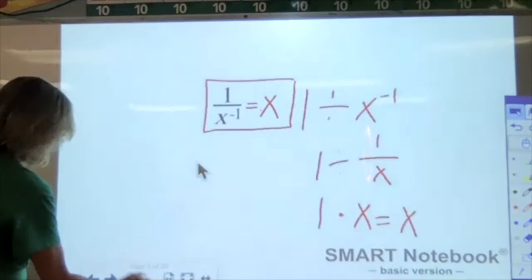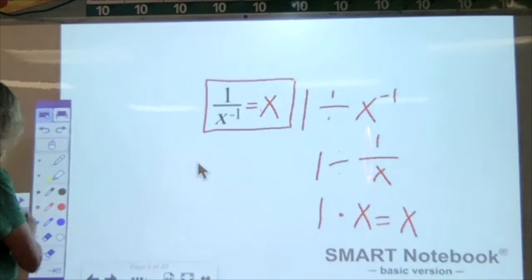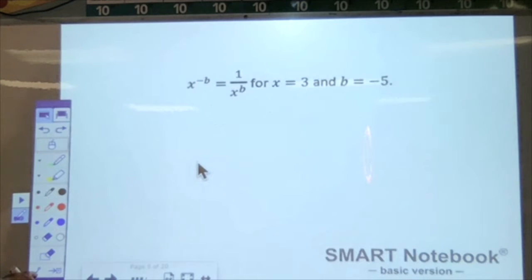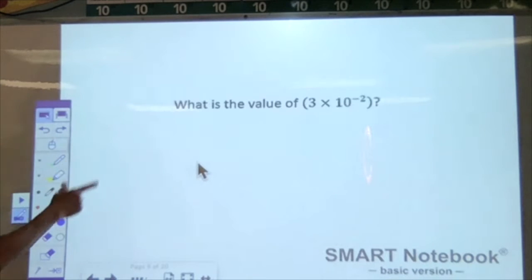So we're going to practice with that a little bit more. And that will make more sense after a little bit. Okay? All right. So I'm actually going to come back to this problem.